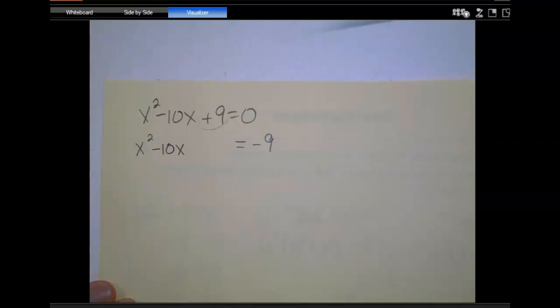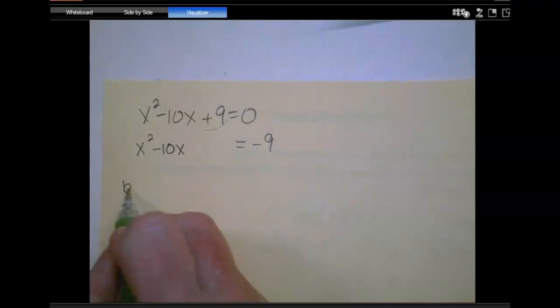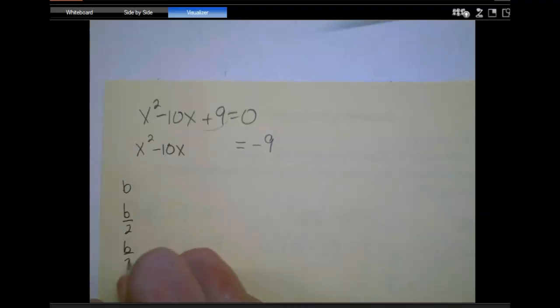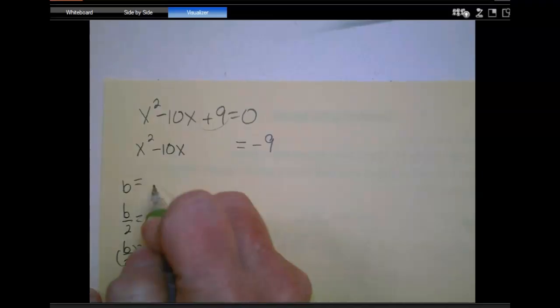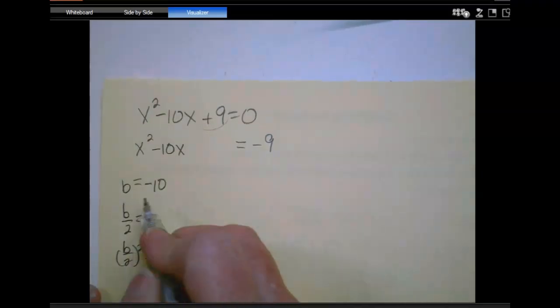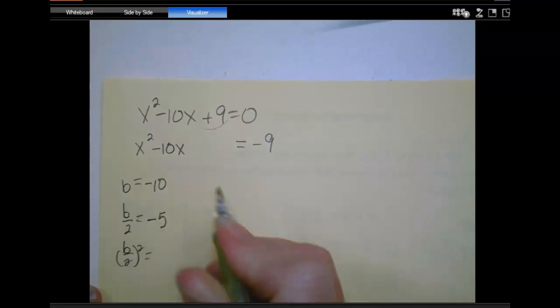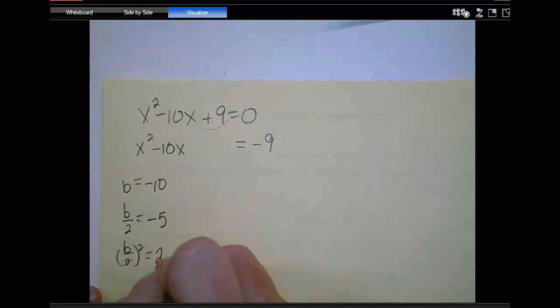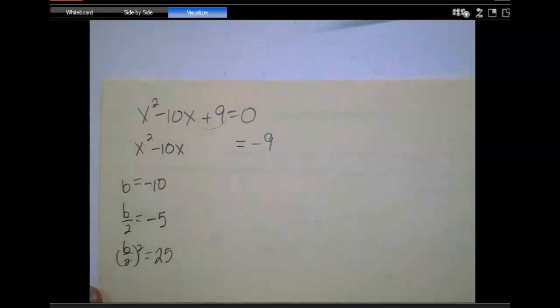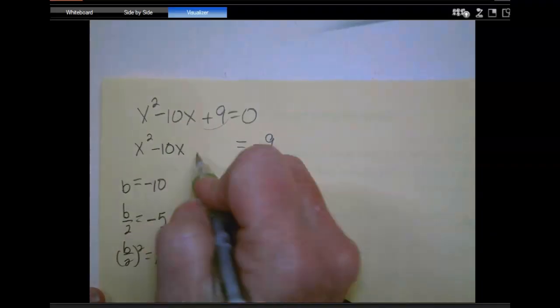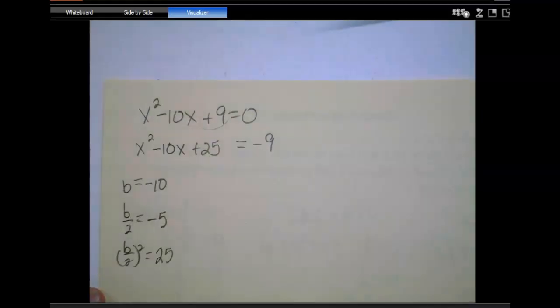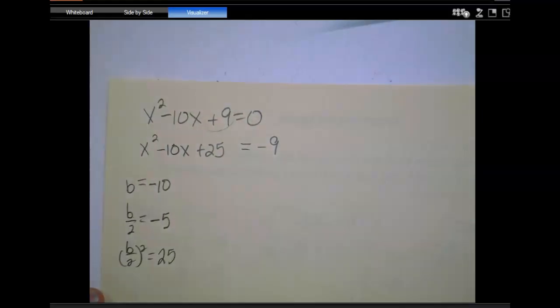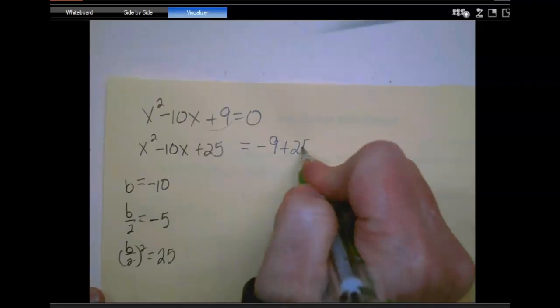And now from here, we're going to do the same thing we were just doing. I want b over 2, and b over 2 squared. So what is our b? -10. -10 divided by 2 gives me -5. -5 squared is positive 25, right? Negative times a negative is a positive. So I'm going to take this 25 and add it right here, just like we did on the other side. But now it's an equation. And what I do to one side, I have to do to the other as well, correct? So I'm going to add 25 here as well.